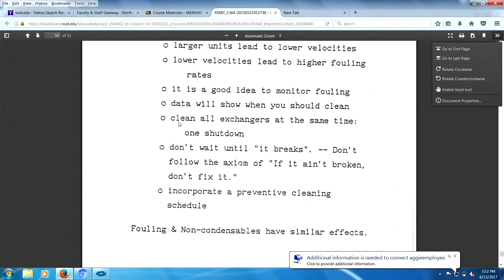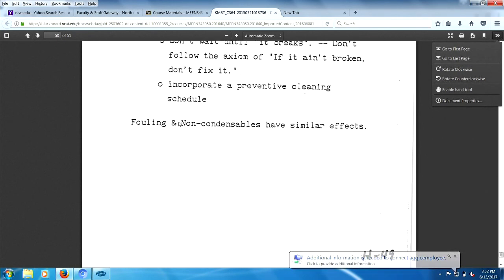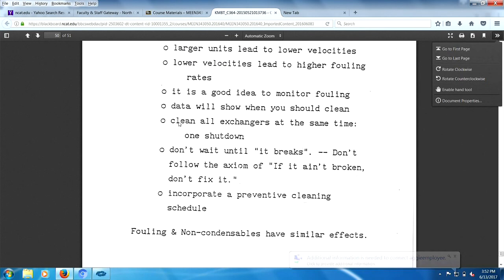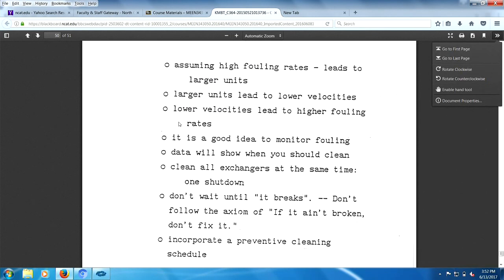Anyway, then we mentioned something about non-condensables. There's no answer up there. If it ain't broken, don't fix it. That's very good. Very important.